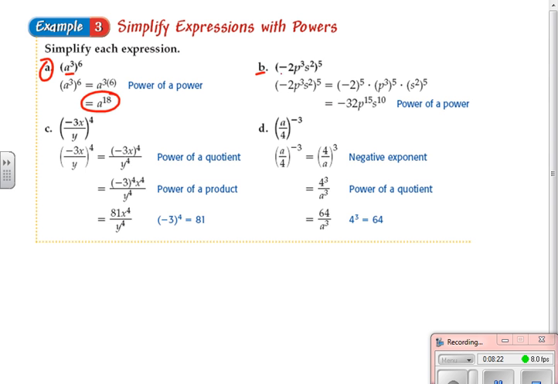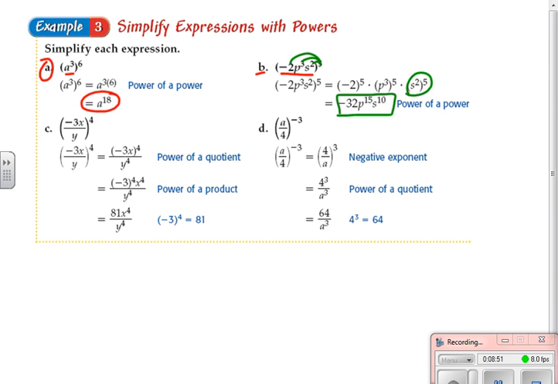Here in B, I check. There's nothing I can combine or simplify inside. This is also a power to a power, so the 5 exponent is going to go on everything. Negative 2 to the 5th, p cubed to the 5th, s squared to the 5th. These are power to a power rule, so I multiply, and I end up with this as my final answer.